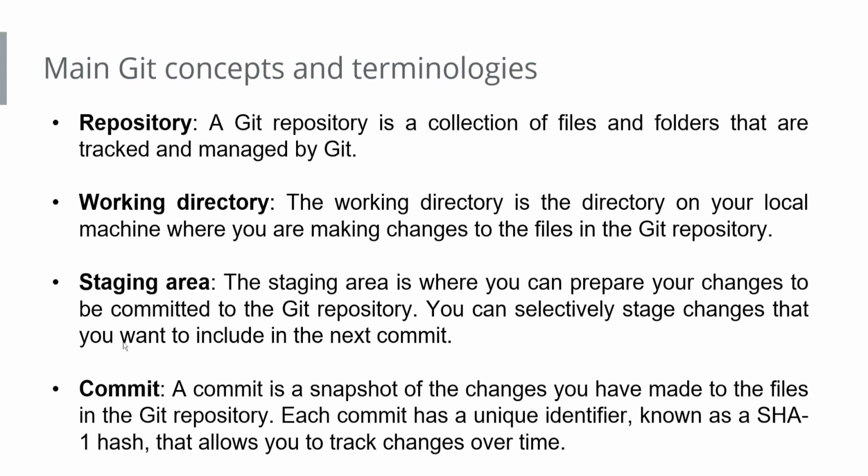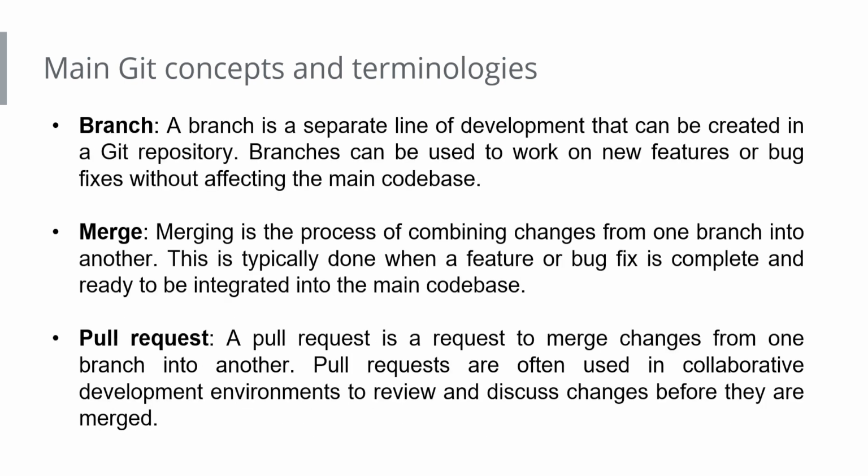Now, there's also a terminology over here called commits. So a commit is a snapshot of the changes you have made to the files in the Git repository. Now, each commit has a unique identifier known as the SHA-1 hash, where SHA is the secure hashing algorithm, that allows you to track your changes over time. And we are going to see all these as we move along.